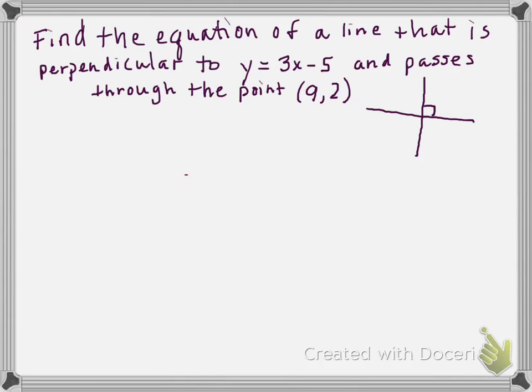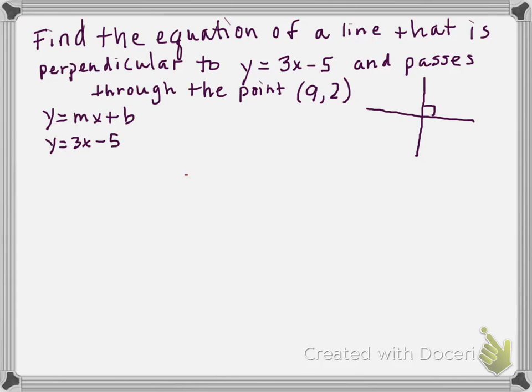Also, let's review slope-intercept form. y equals mx plus b, where m, the number before x, is the slope, and b is the y-intercept, where the line that you're drawing crosses the y-axis. So with this line, y equals 3x minus 5, the slope is 3, and it crosses the y-axis at negative 5.